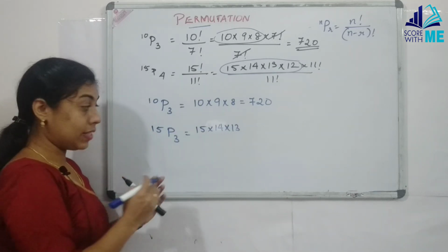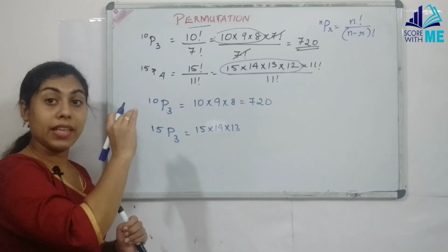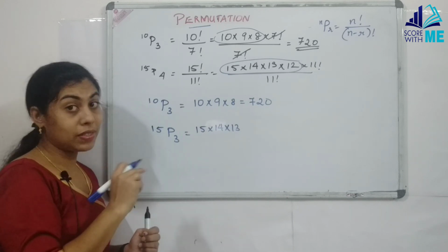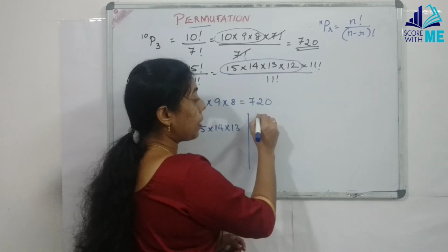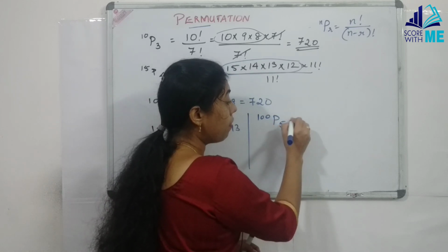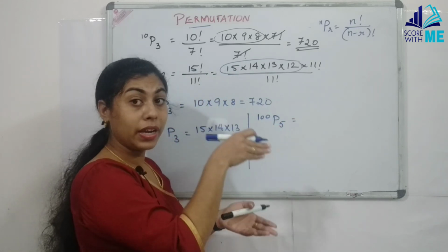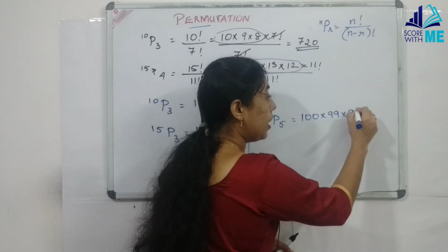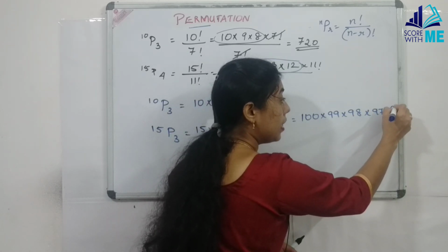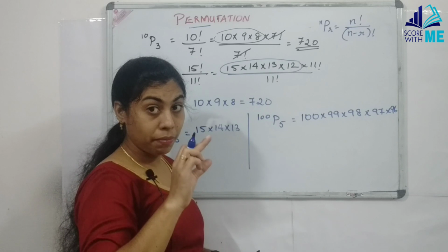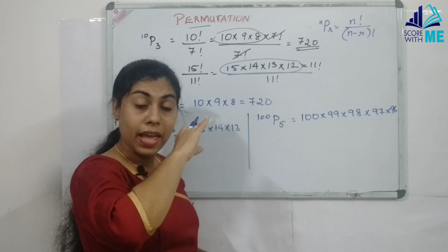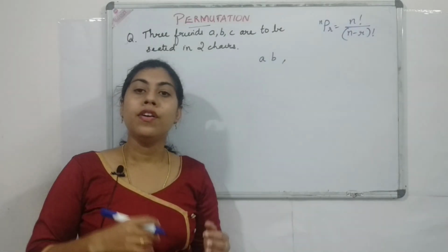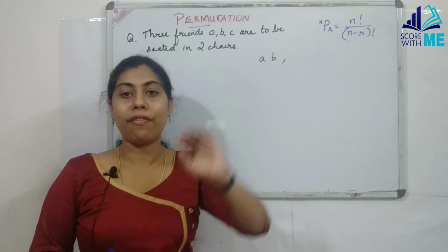So we can avoid that step, and whenever permutation comes, remember, take the n, start writing in the decreasing order. How many terms? The number of terms that occurs in the r. If it is like 100P5, what does that mean? Starting from 100, we need to write 5 terms in the decreasing order. So 100 into 99 into 98 into 97 into 96 will be our answer. Remember, number of terms and starting from the n term in the decreasing order will give you the answer without going for any simplification process.